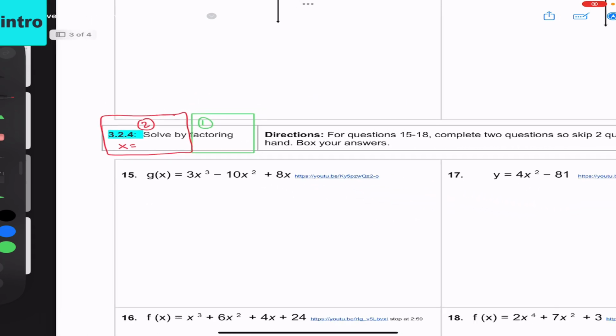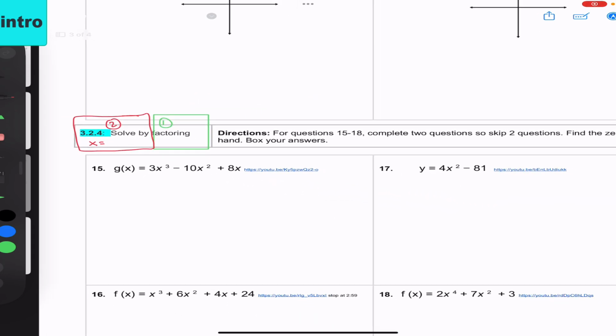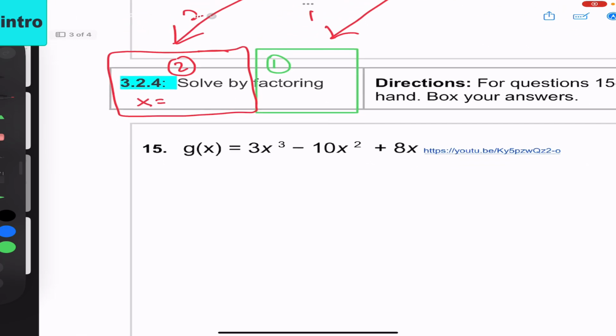Now, they're not going to tell you to solve and then factor. They're basically just going to tell you find the zeros. Well, find the zeros means first, you will do factoring, and then second, you'll set it equal to 0. What is that going to look like?